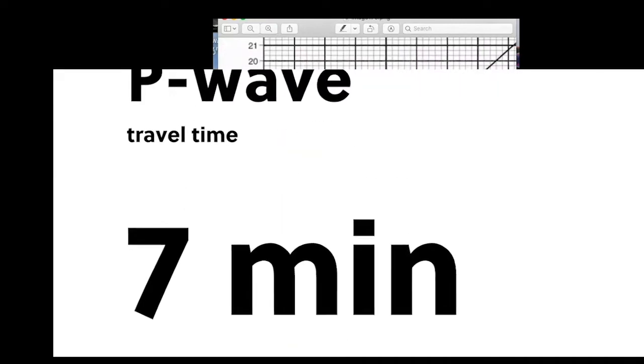We can see these are in minutes. This is 6 minutes. This is 7 minutes. It's divided up into thirds, 60 seconds in a minute, right? So this could be 20 seconds, 40 seconds, and this would be 60. So 6 minutes and 40 seconds would be the travel time. That is how long it took the P wave to travel 3,800 kilometers. And we're going to round that number to 6 minutes.